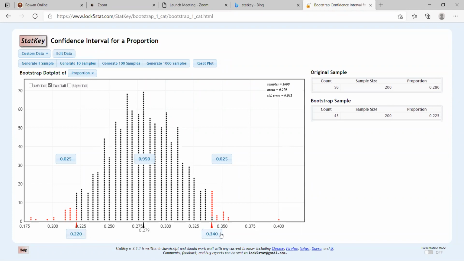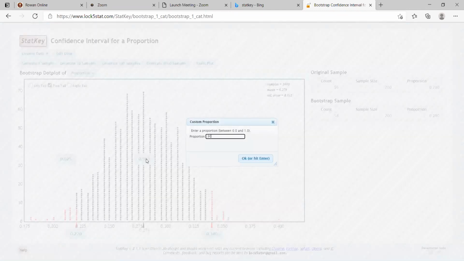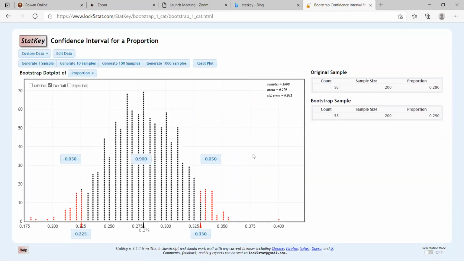Now, what if we wanted a different level of confidence? Suppose we want 90% confidence. We go in the middle box up here and type in 0.90 for 90% confidence. Click OK, and now we have a different confidence interval. Notice this time 90% of the dots are black. That means 900 of them, since 0.9 times 1,000 is 900, and 100 of them are red dots. Again, the confidence interval goes from the lowest black dot to the largest black dot, in this case from a sample proportion of 0.225 up to 0.330. And that's our confidence interval for 90% confidence.